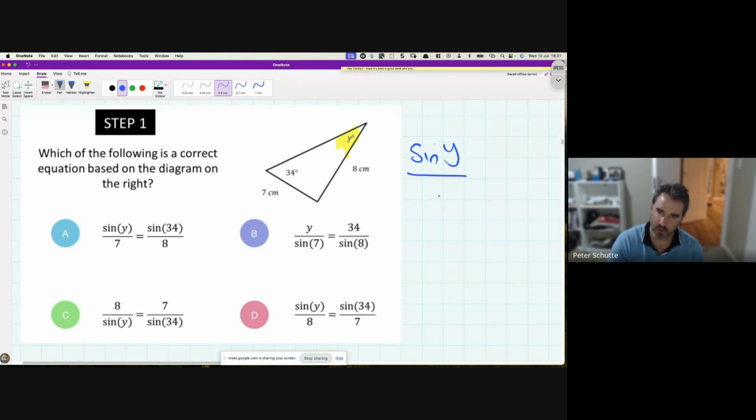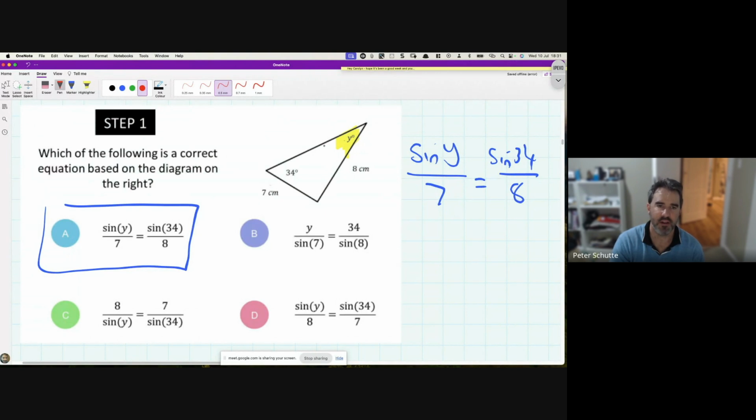So we would go sine of y over 7 is equal to the sine of 34 over 8, which would be A. All right, I want you to now work out what the actual angle y is going to be, using the sine rule and what you know the working out steps are.